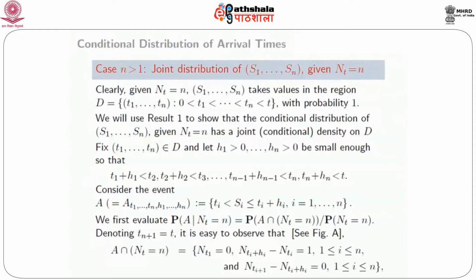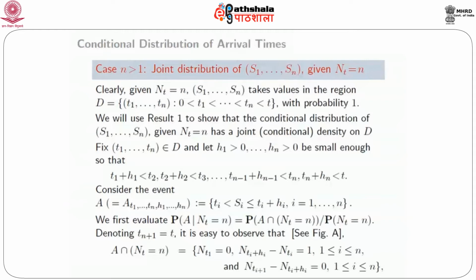Now consider the event A, which of course I simply call A, but it depends on T1 to Tn and also H1, H2, ..., Hn. So this is the event that Si for i equal to 1 to n lies in the interval Ti open to closed Ti plus Hi. So what we are going to do is, we first evaluate the probability of this event A given Nt equal to n. By definition of conditional probability, this is of course the probability that A intersection Nt equal to n divided by the probability Nt equal to n.